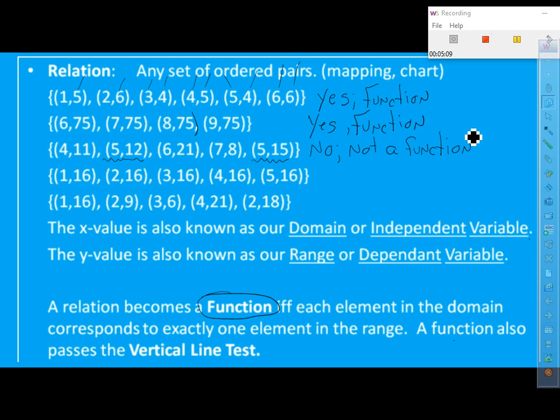So guys, the shortcut to this is it's going to be a function if your domain doesn't repeat. So check this out. I'm going to list the domain 4, 5, 6, 7, 5. Notice I have 2 5s. That means it's not a function. If I look at this next one, my domain is 1, 2, 3, 4, 5. This one will be a function. In this one, 1, 2, 3, 4, 2, not a function. So that's how you tell if it's a function or not.